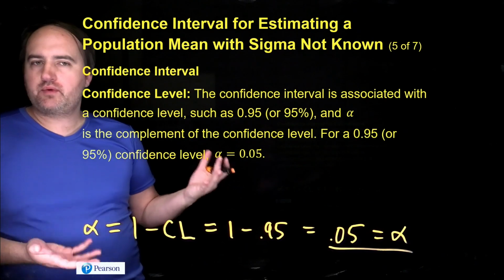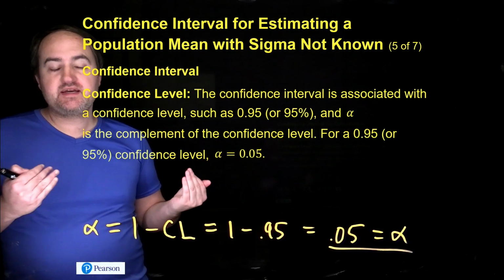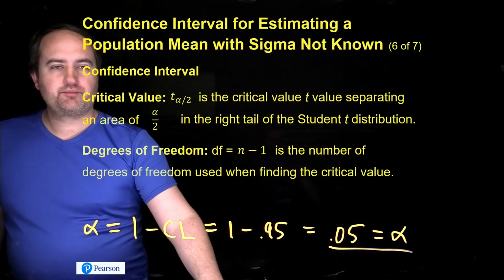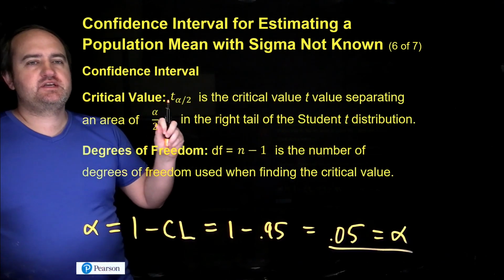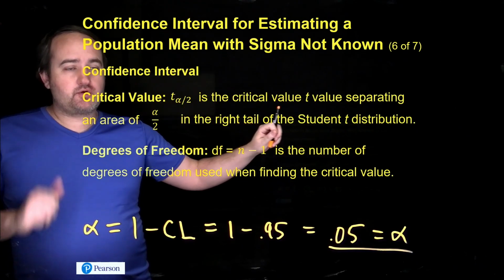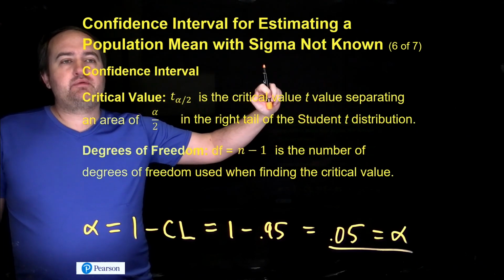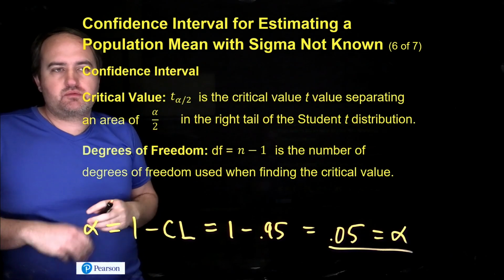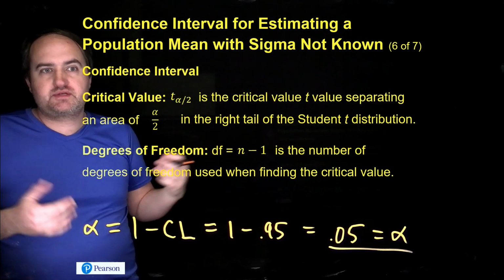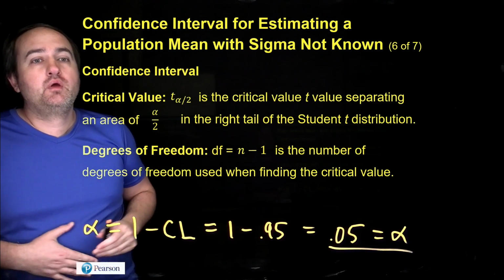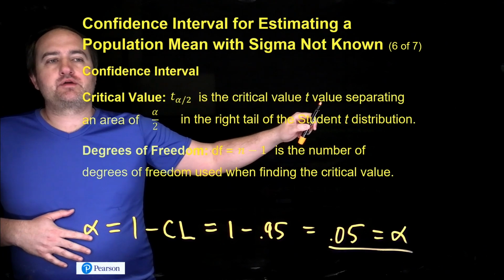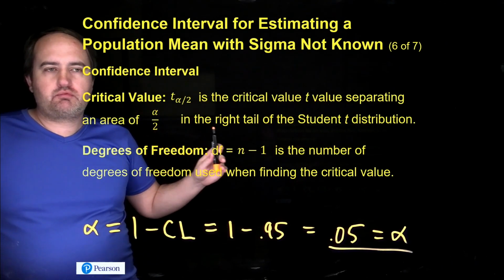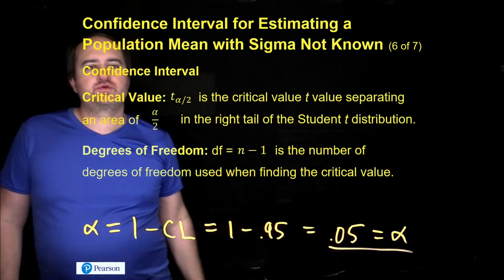Now, why do we care about alpha? Well, like I said, we need it in order to look up the critical value t sub alpha over 2. T sub alpha over 2 is the critical t value whenever sigma is not known, which is the way it is in most cases in the real world, because you can't do a census. T sub alpha over 2 is the critical value separating an area of alpha over 2 in the right tail of the student t distribution.